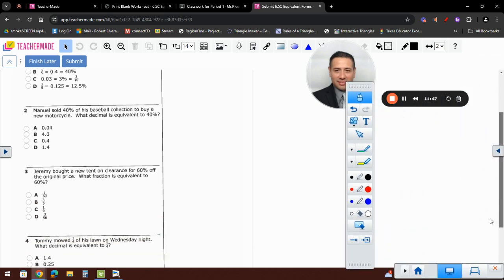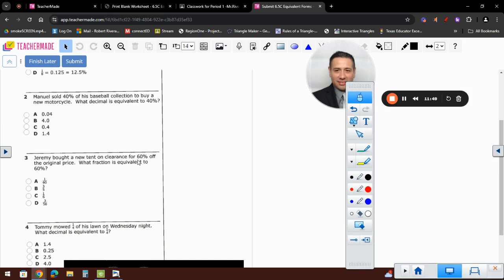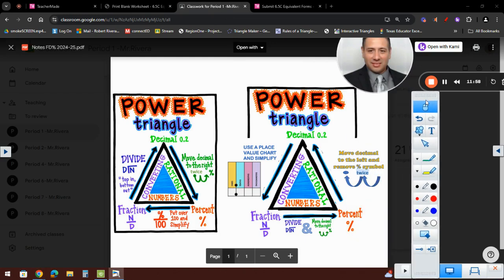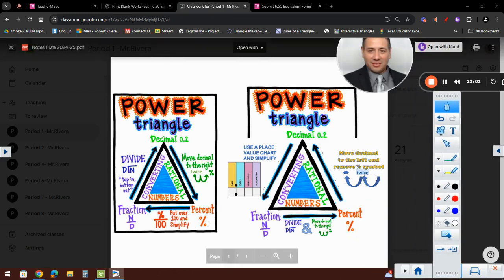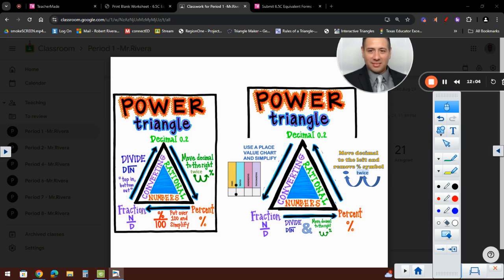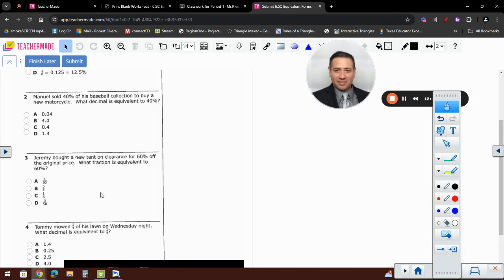Number three. They gave it to you in percent, but they want it now in fraction. So they want you to go from percent to fraction. So I go back to my triangle and I'm going to check. Here's my percent. Is this arrow going to fraction? Yes, it is. So how do I go from percent to fraction? Put over 100. So you're going to put the 100 on the bottom and the number on the top and simplify. So that's all I have to do here again. What goes on the bottom? 100, and the top, the number that's there, 60%, and then simplify, and you should find the answer.